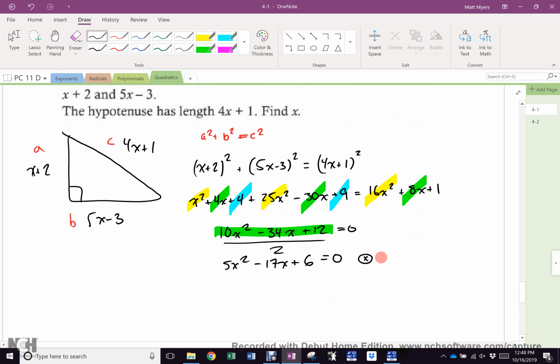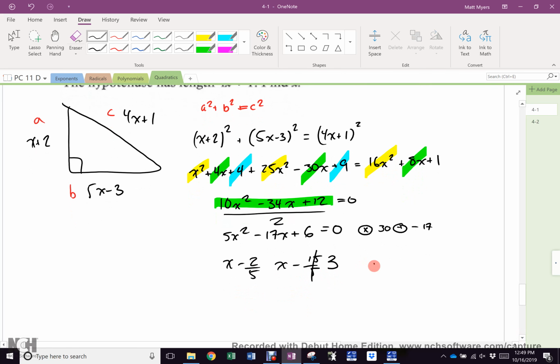Factor it first. I need to multiply to what? 30. And add to what? Negative 17. What is it? Negative 2 or negative 15. X, not plus. X minus 2 over 5 and x minus 15 over 5. What do I do to any fractions that I see? Simplify. That becomes negative 3.